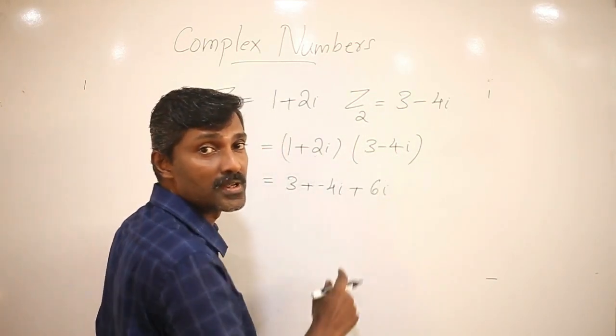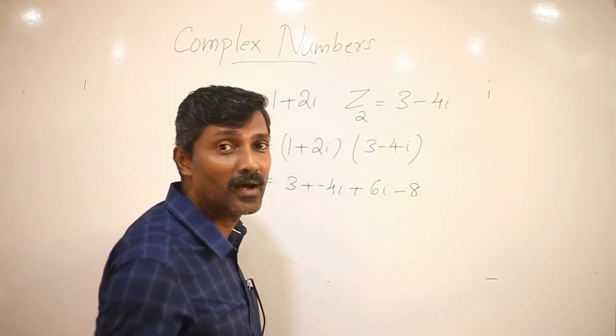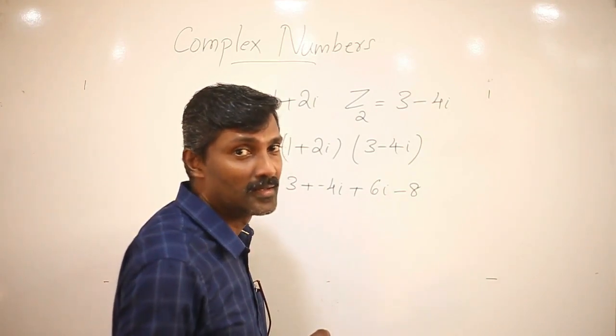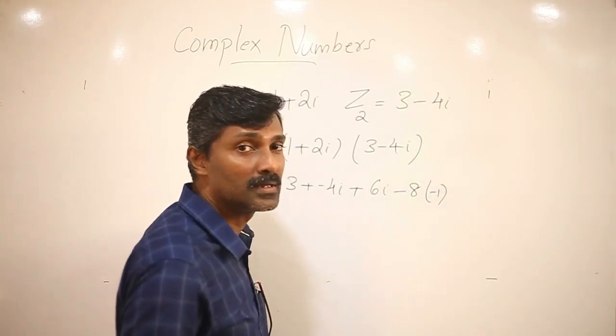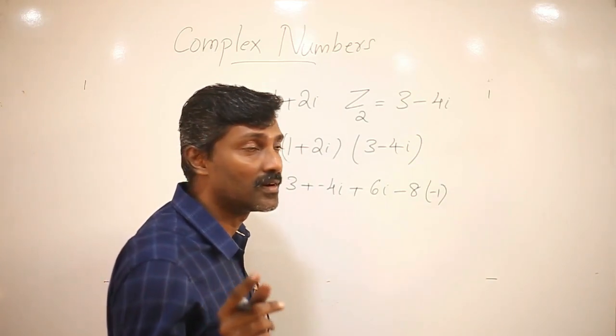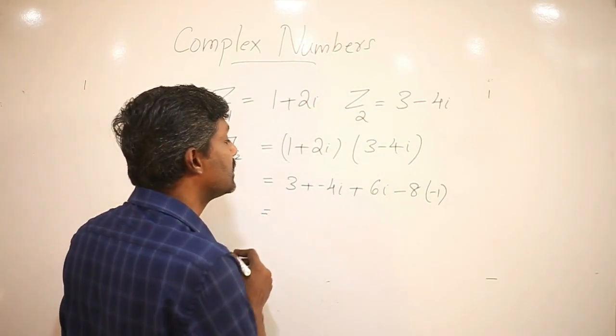2 into minus 4 is minus 8. And what is I into I? I into I is I square. And what is the value of I square? It is minus 1. So we have to remember that I square is minus 1. Only then you will get the final answer. Okay? Now let's add these numbers.